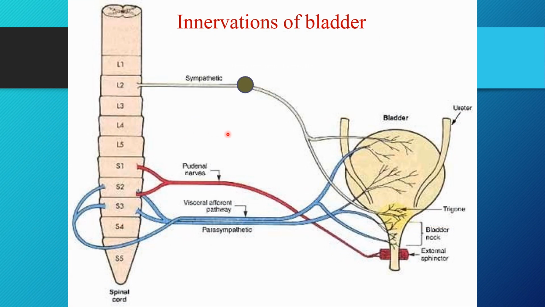This picture shows the motor innervation of the bladder. As you can see, the sympathetic motor efferent connections and the pudendal nerve and the parasympathetic which supplies the bladder and also the neck part, urethral part. So these are the motor innervations.